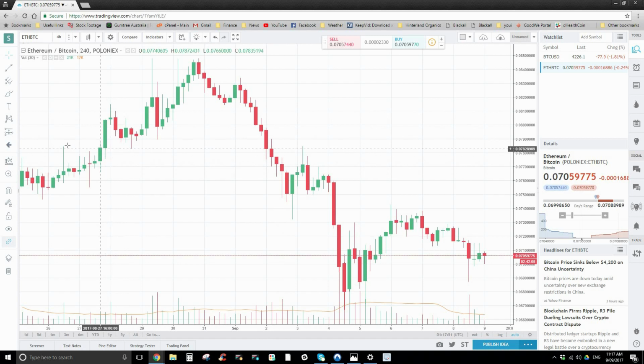And these wicks below and above the candles refer to the trading volatility between the two price ranges. So it traded within that interval, as high as here and as low as there. You can see general downtrends, and these lines at the bottom here, the vertical lines, refer to volume.